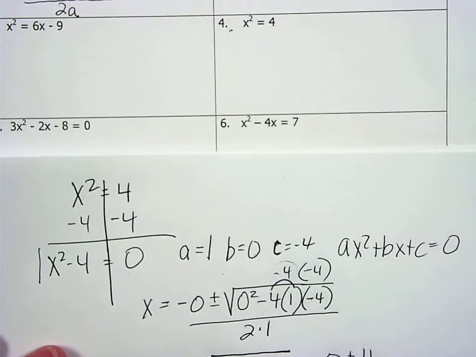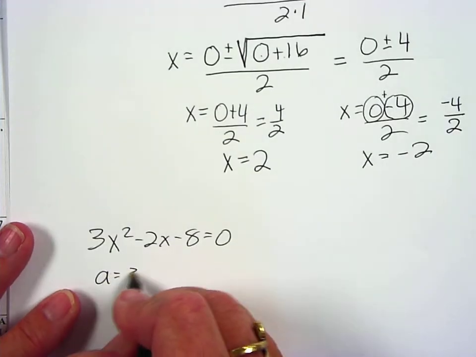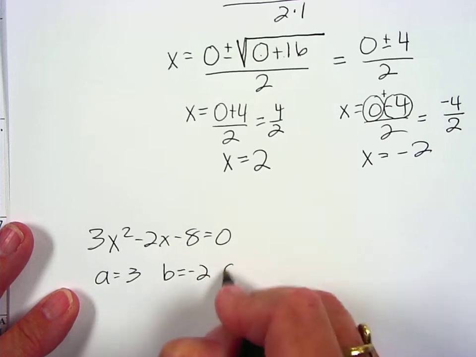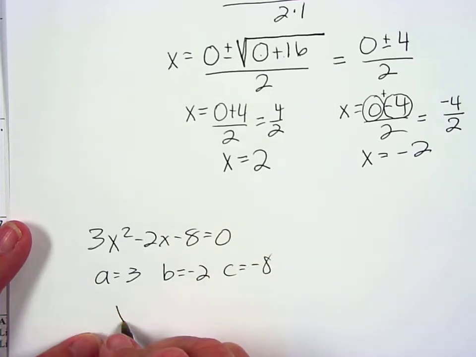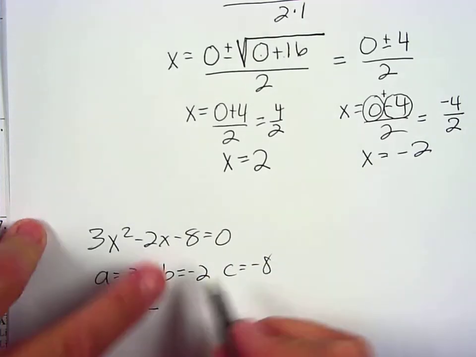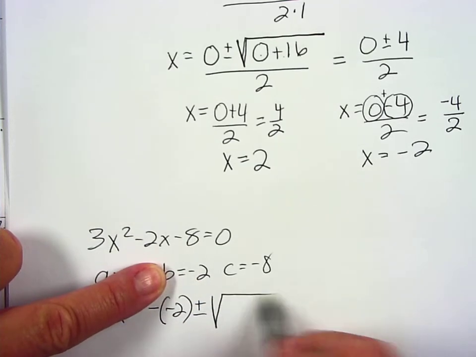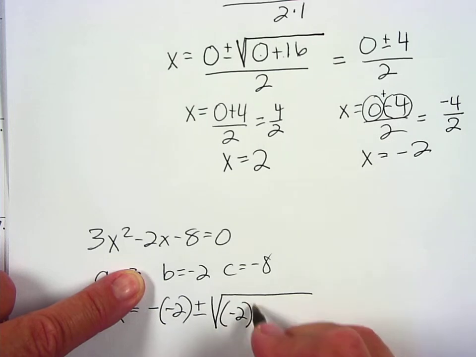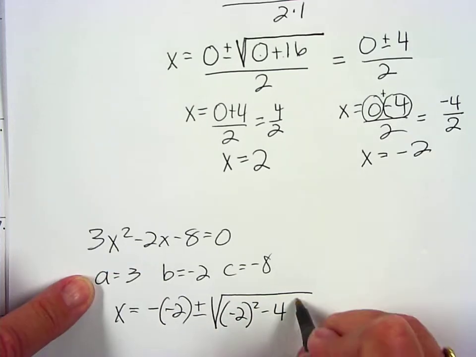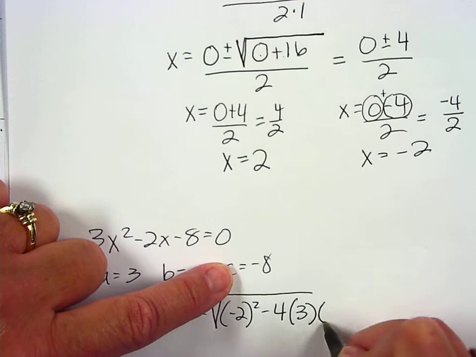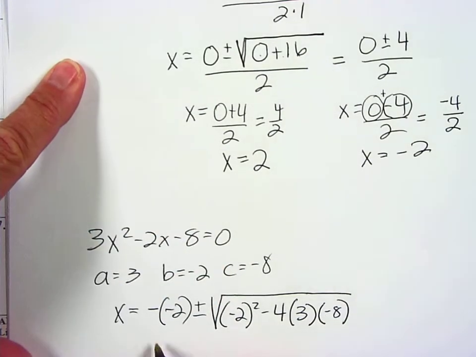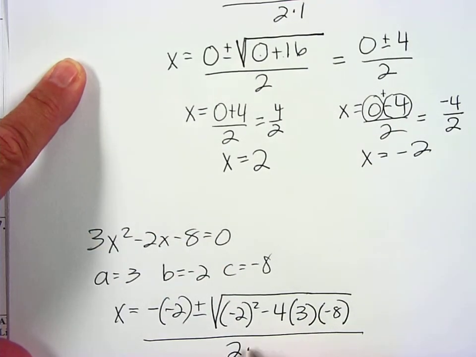Okay, we'll do one more real quick. Number 5, 3x squared minus 2x minus 8 equals 0. It's in standard form. A is 3, b is negative 2, c is negative 8. x equals negative b. B is already negative, make it more negative, plus or minus the square root of b squared minus 4 times a times c all over 2a. 2 times a is 3.